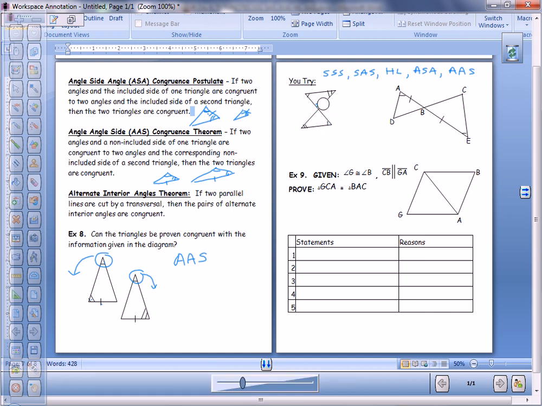What could we do to make it work for one of these? Well, if I put a tick mark here or here, now it works. I've got angle, side, angle. Or if I knew that this was congruent to this, now I've got angle, angle, side. But with what we were given, there's not enough information to prove congruent. Cannot prove.